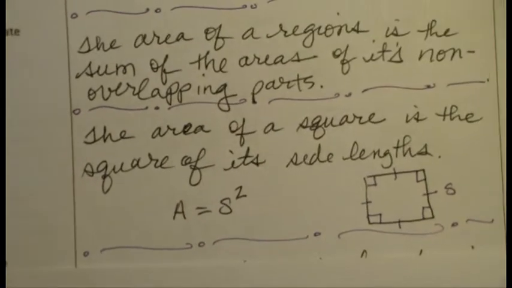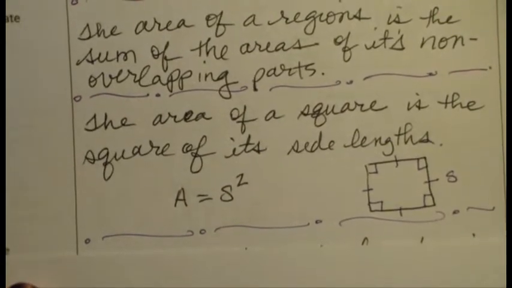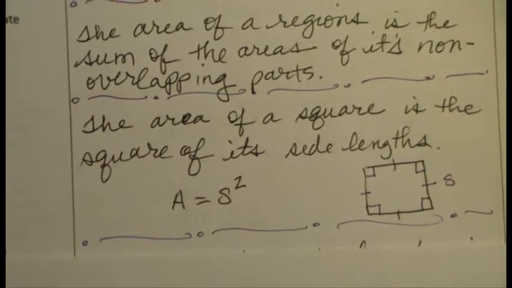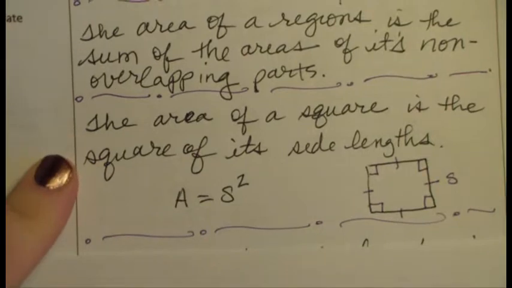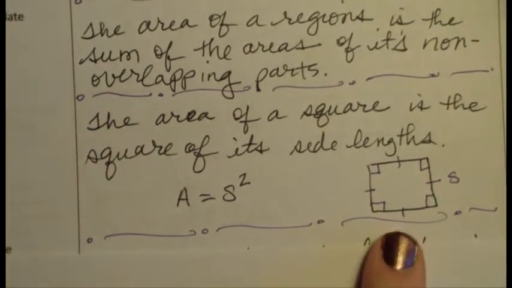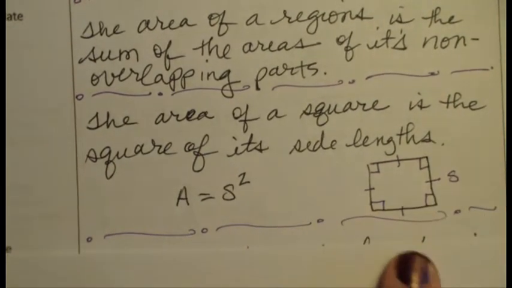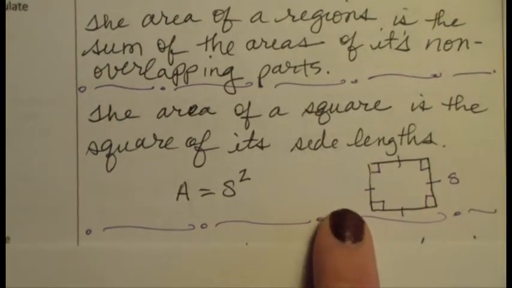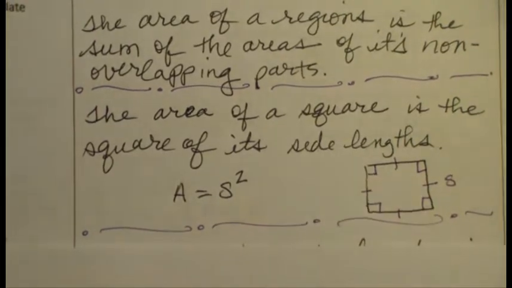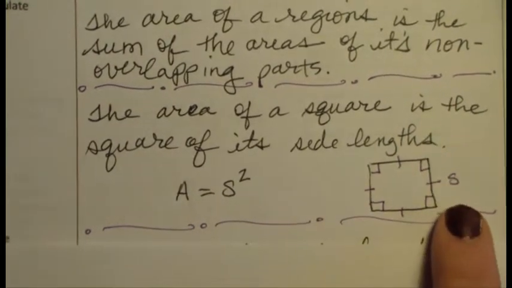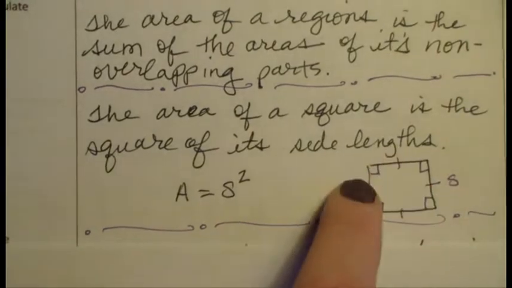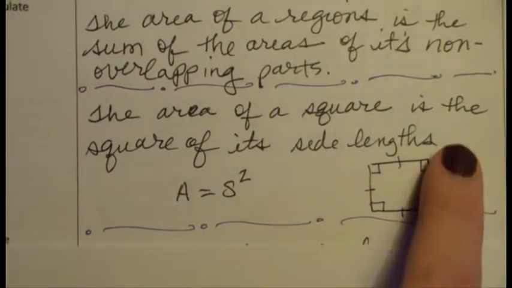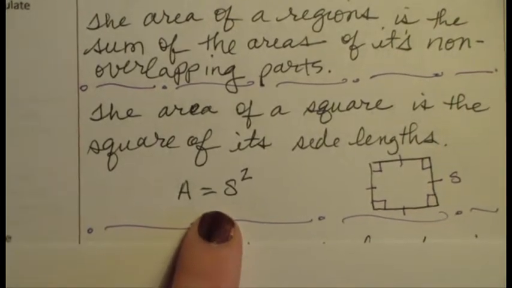Reminder that the area of a square is the square of its side length. So if we've got a square over here, we know it's a square because all of the sides are congruent and all of the angles are right angles. So if we have side length S, that means every side length is S. And so area, length times width, is S times S, or S squared.